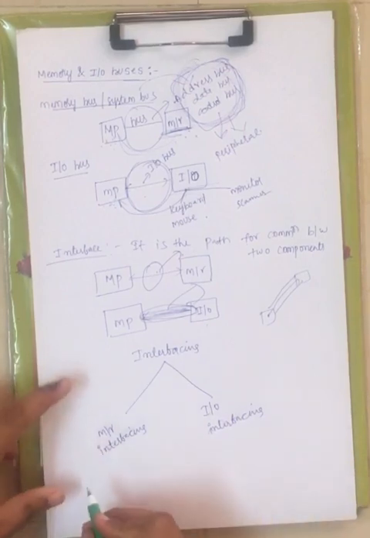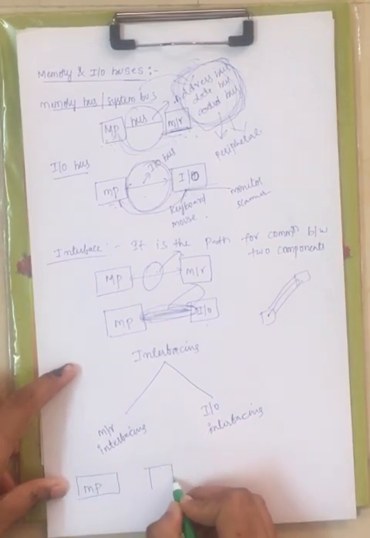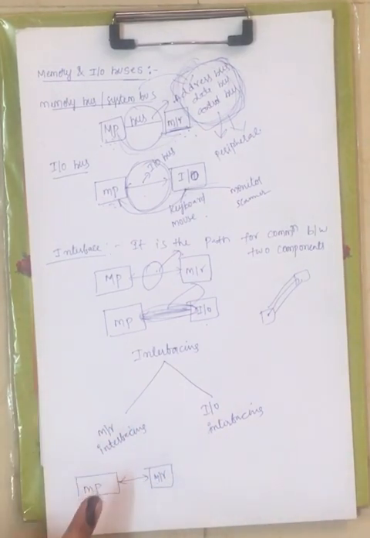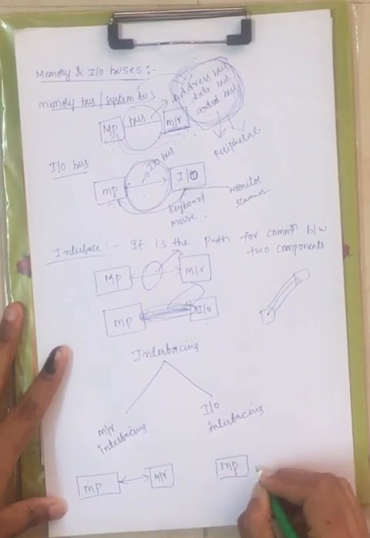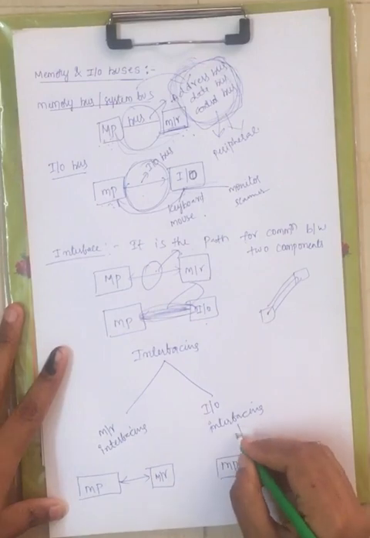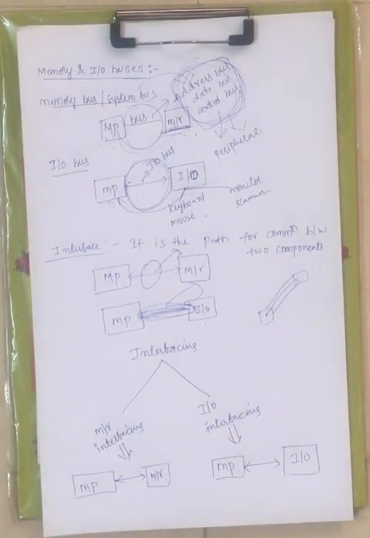I will draw an example block diagram here. Now the microprocessor is interfaced with the memory, that we call memory interfacing. Now the microprocessor is interfaced with the IO devices, that is nothing but IO interfacing, right? Now this is about the basic introduction to interfacing.